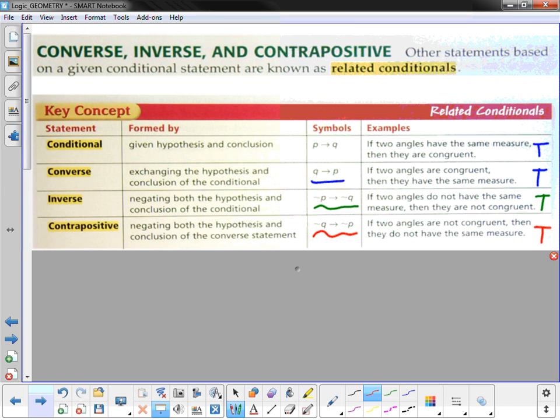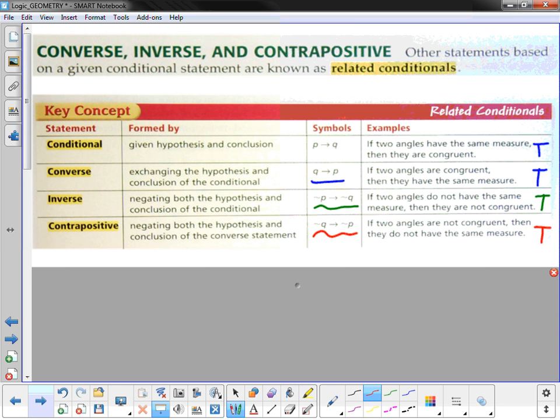In this case, if we get something along these lines where all of these are true statements, we typically refer to that as being a definition, and we can write it as an if and only if statement, but that's later on down the road.